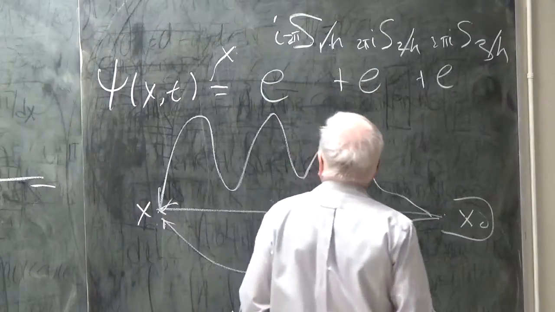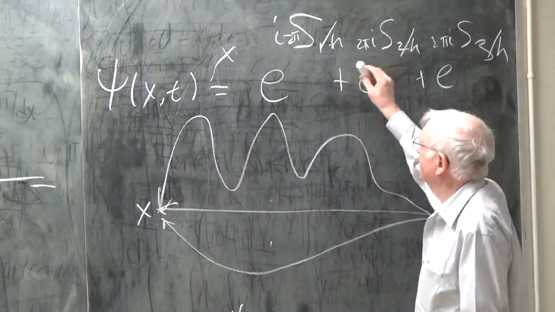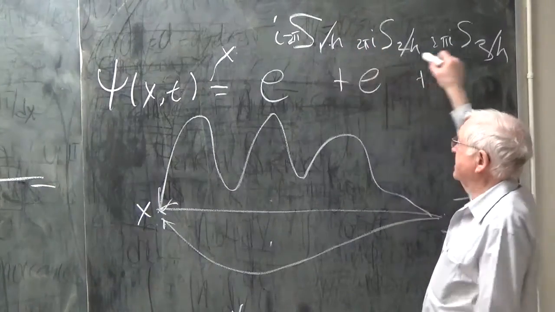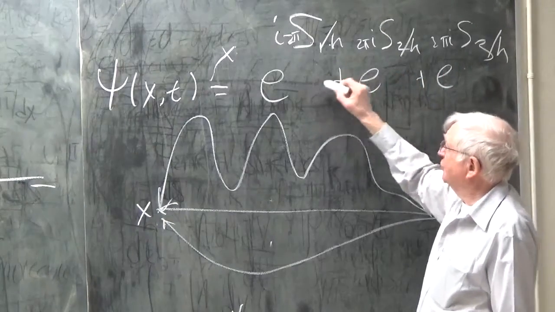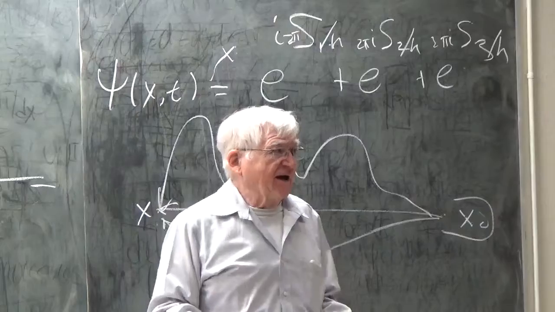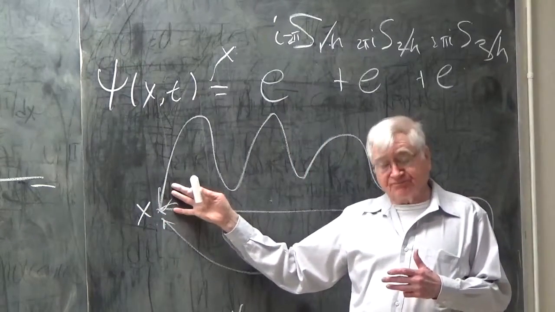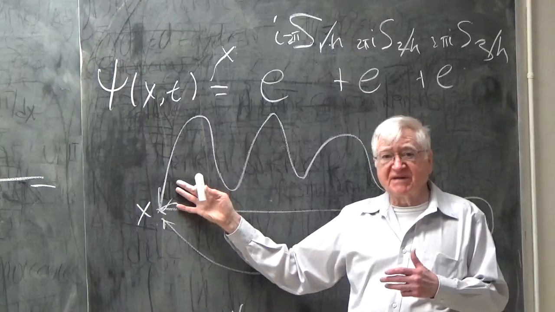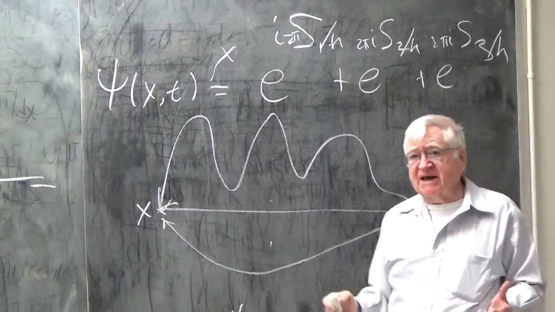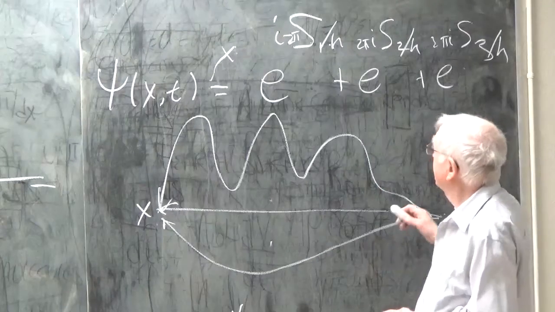On the other hand, if we go into a region where the S is of the order of Planck's constant, then these things are no longer all one, they're particular phases. And then for some x's, the sum will be bigger. For others, the phases will all cancel. And so that's not going to happen.